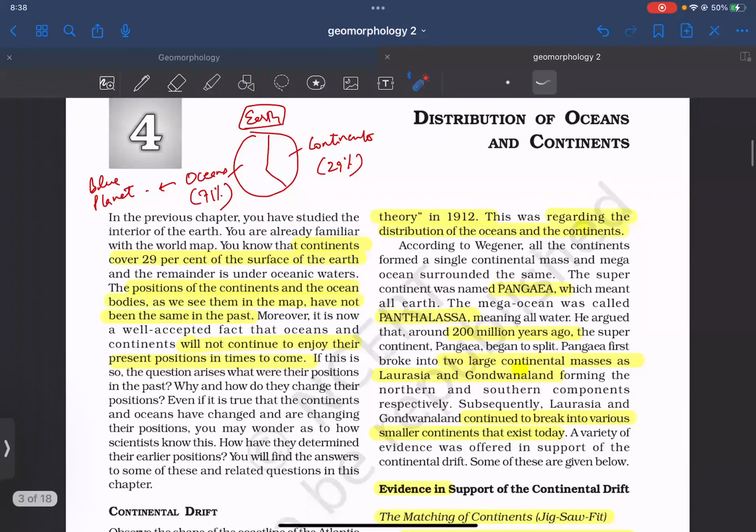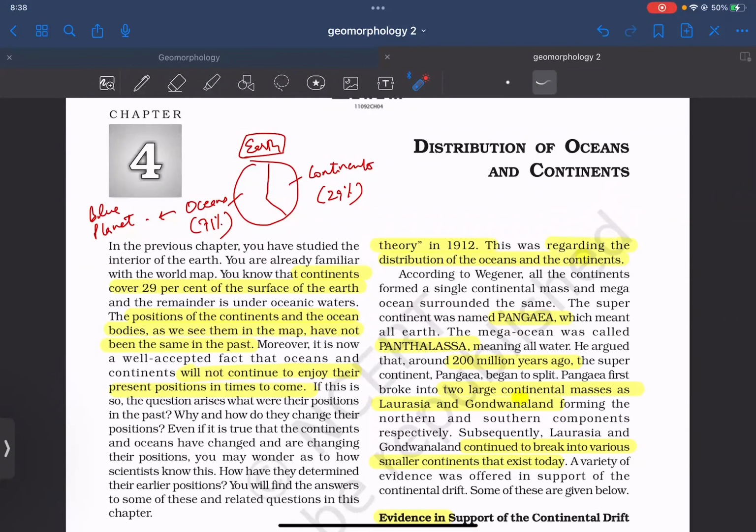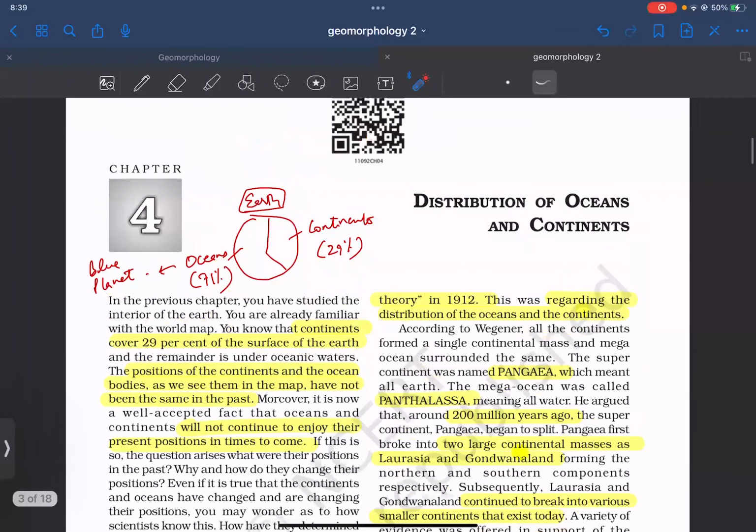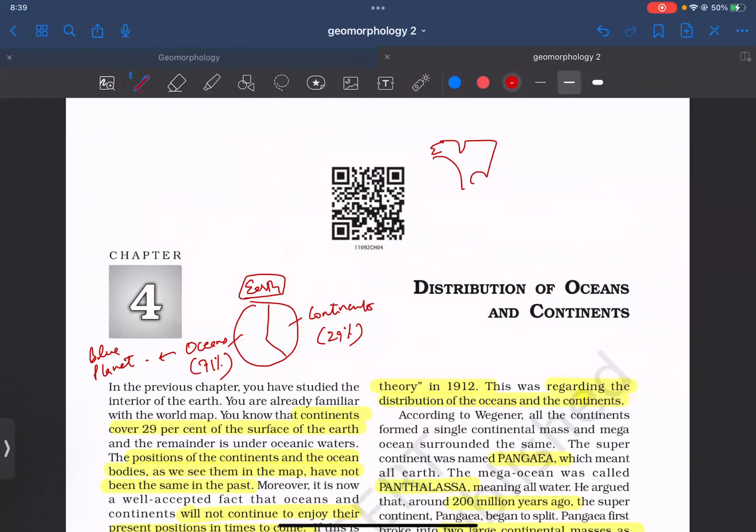Now the question rises. In today's time, we see a map of the world and the position of the continents. Was the position of the continents the same in the past, like the world map we have today? I hope you all know how to draw a map. I will share the video on this.